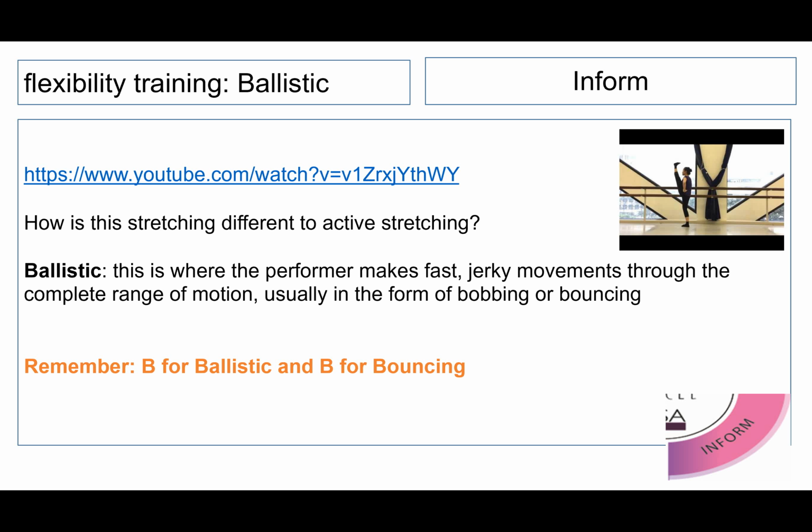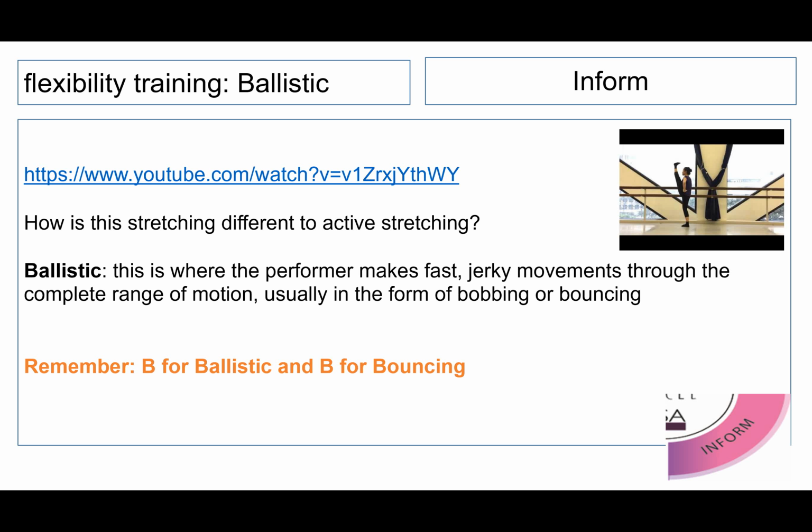Another method is ballistic stretching. This is where the performer makes fast, jerky movements through the complete range of motion, usually in the form of bobbing or bouncing. Again, another little trick to remember this for the exam: B is for ballistic and B is for bouncing. So it's a kind of bouncing movement to stretch.